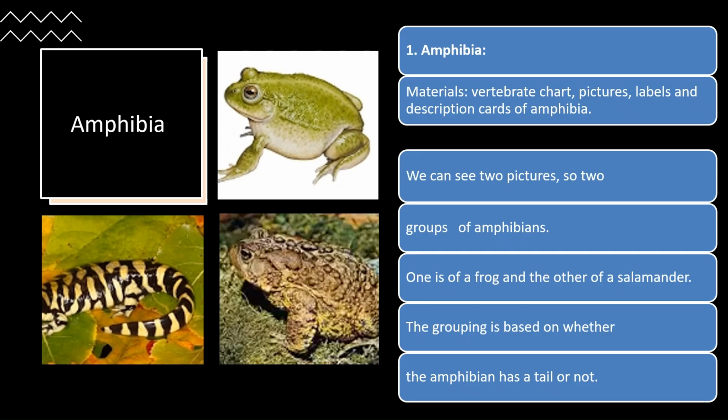Next comes amphibia. Here we have the material, which is a vertebrate chart with pictures, labels and description cards of amphibia. We can see two pictures, so two groups of amphibians. One is for a frog and the other of a salamander. The grouping is based on whether the amphibian has a tail or not.